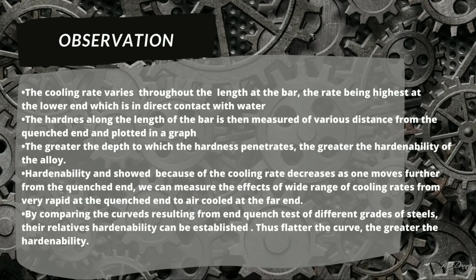Fourth, hardenability is ensured because the cooling rate decreases as one moves further from the quench end. We can measure the effects of a wide range of cooling rates, from very rapid at the quench end to air cool at the far end. Lastly, by comparing the curves resulting from end quench tests of different grades of steels, their relative hardenability can be established. Thus, the flatter the curve, the greater the hardenability.